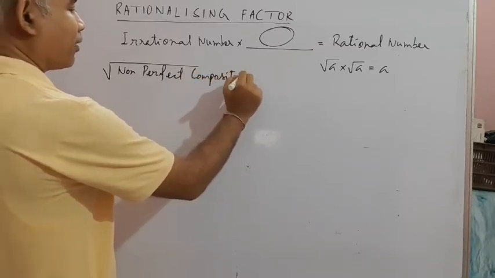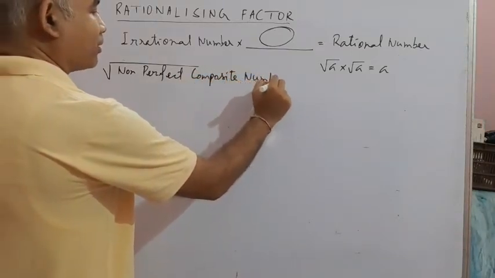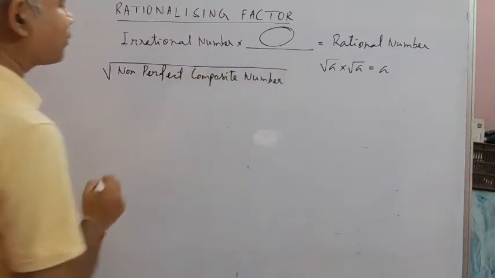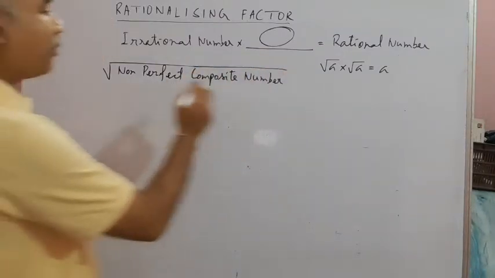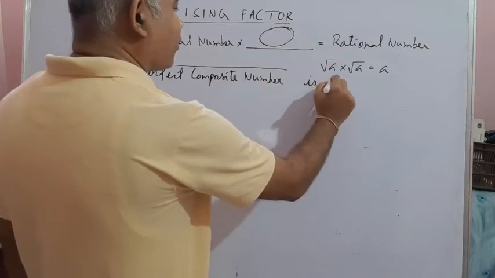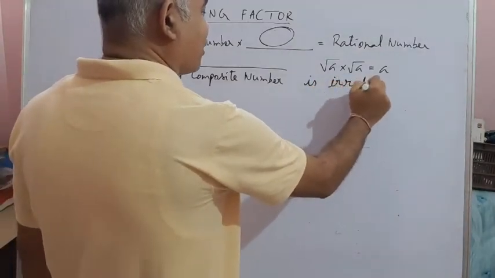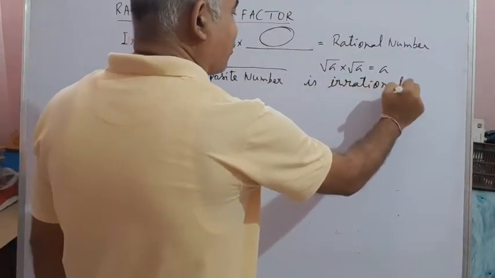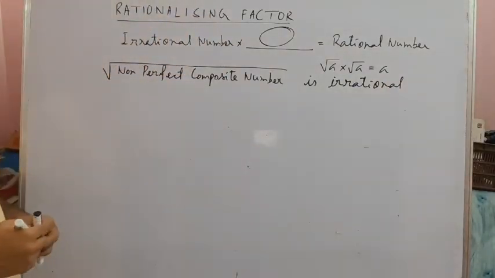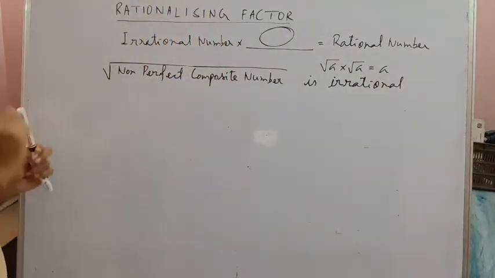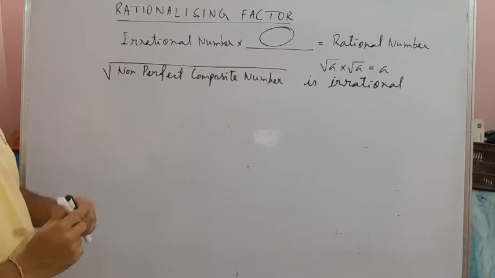Suppose you have a non-perfect composite number, meaning a composite number that is not a perfect square, and you are asked to find its square root. You know that this is always irrational. So in that case, what will be the rationalization factor, or rationalizing factor? Let me take an example for this purpose.